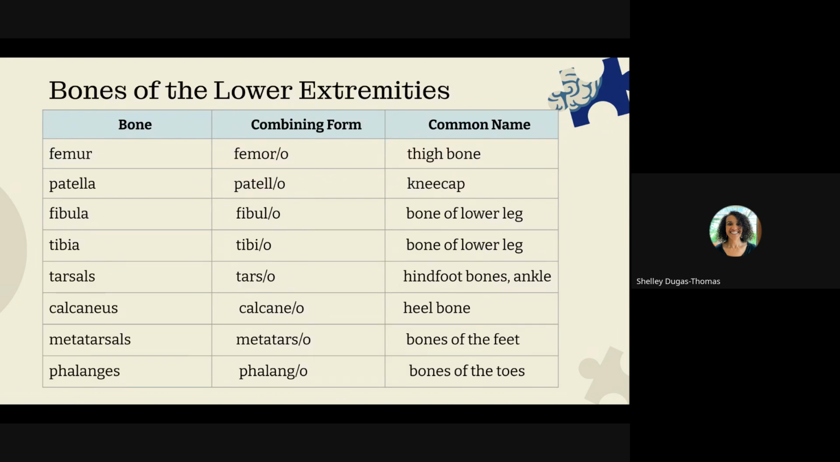So we'll break down some terms of the leg and foot bones. Femur, thigh bone, the largest bone in the body. Tibia is your shin bone, and fibula is the smaller lateral lower leg bone. A memory trick: a little fib is a small lie. The fibula is the smaller bone. Calcaneo refers specifically to the heel bone, the calcaneus.